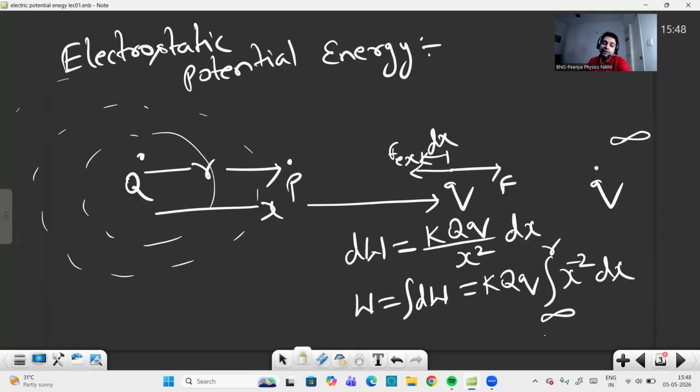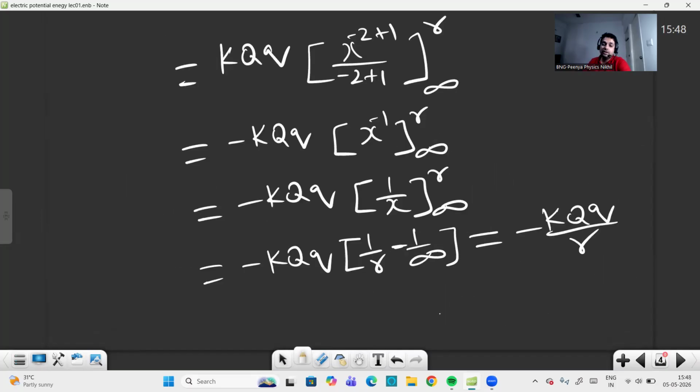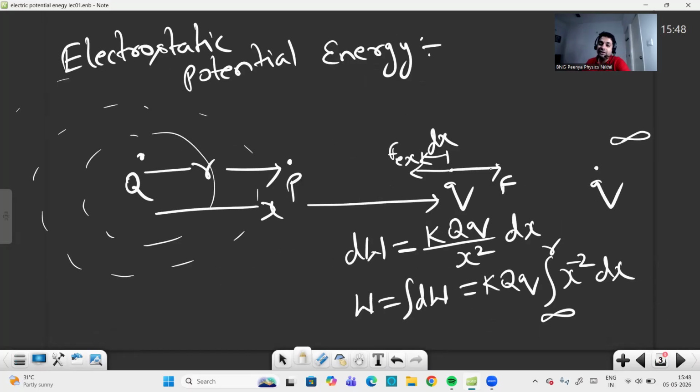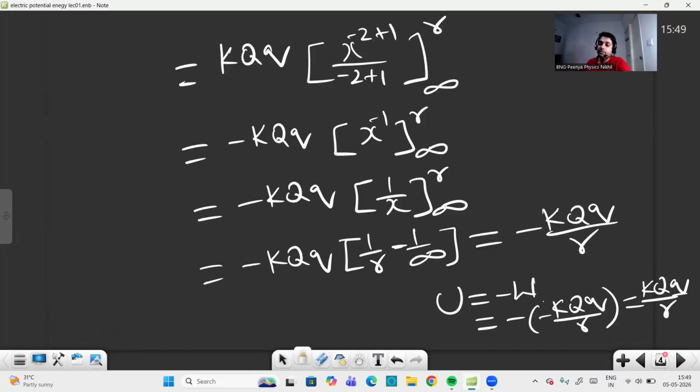As here we are calculating the work done by the external force, we will write U equals minus W, that is minus of minus K Q q by R, equals K Q q by R. In some books, you will find it directly written U equals W. At that time, they are calculating the work done by the electrostatic force, because the definition says potential is the work done by the electrostatic force to bring a charge from infinity to a point P in the field of another charge. So that time you can directly write U equals W.